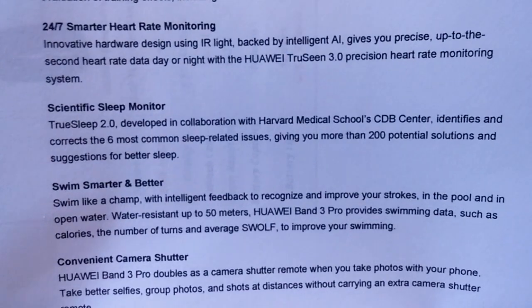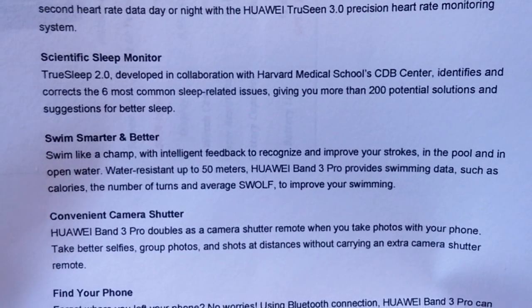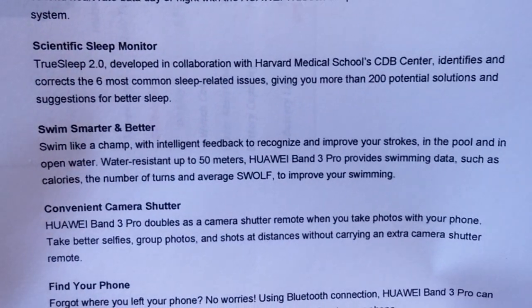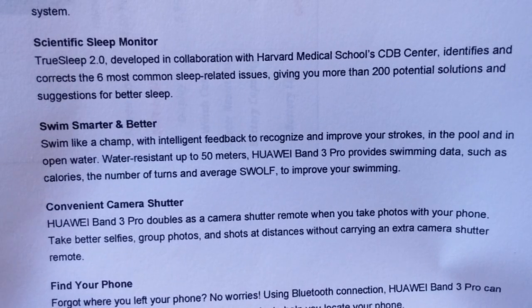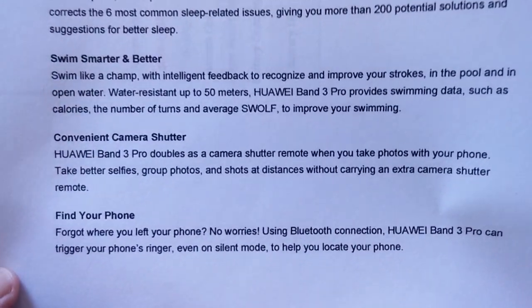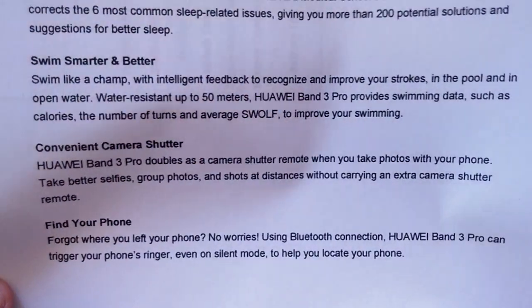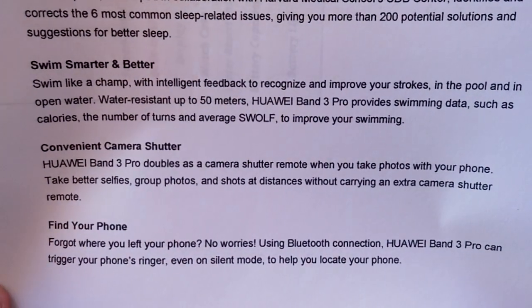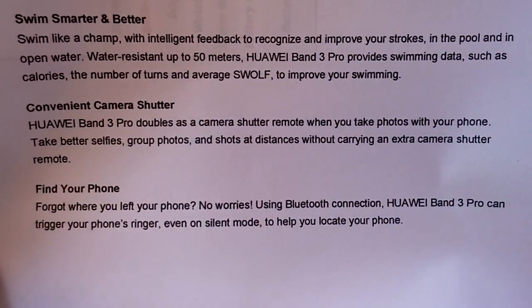Hey, it's Huawei, right? Scientific sleep monitoring explained. The swim function is smarter and better. It can detect your different strokes. Water resistant up to 50 meters. Amazing. Good swimming watch. It's got the self camera button, so you can tie it to your phone and remotely take pictures. And you can find your phone if it's lost. So you've got all those things going for it.